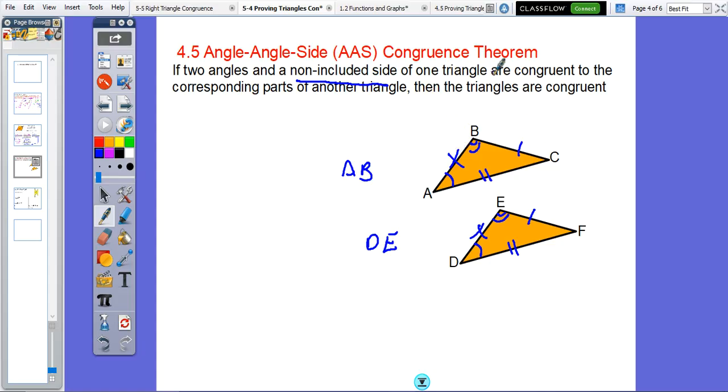So this is all about the order we do it, but other than that, they're basically the same thing, two angles and one side. It's just what side are we using, the ones outside the angles or the ones in between the angles. That's how you tell the difference between these two.